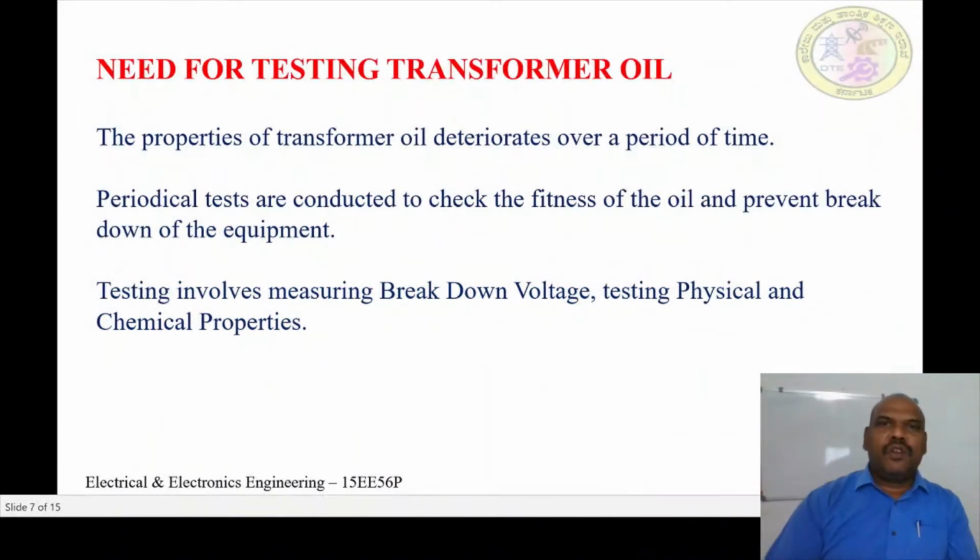Need for testing transformer oil. The properties of transformer oil deteriorate over a period of time. So periodical tests are conducted to check the fitness of the oil and prevent breakdown of the equipment. Testing involves measuring breakdown voltage, testing physical and chemical properties.